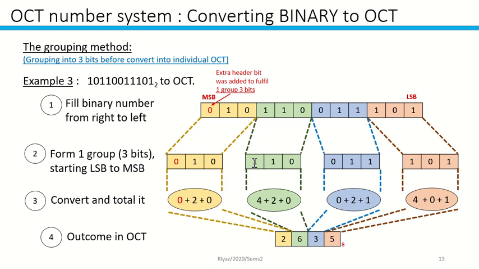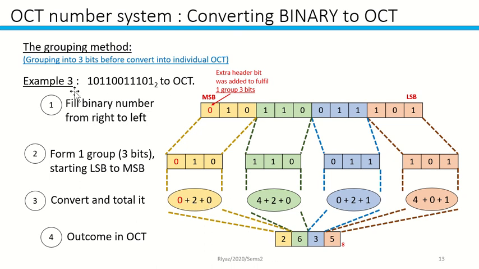So you're going to have 1, 1, 0. 0 over here is 0. 1 over here is 2. 1 over here is 4. 4 plus 2 is 6. And this one, 0, 1, 0. 0 over here is 0. 1 over here is 2. 0 always 0. And then 0 plus 2 plus 0 is 2.